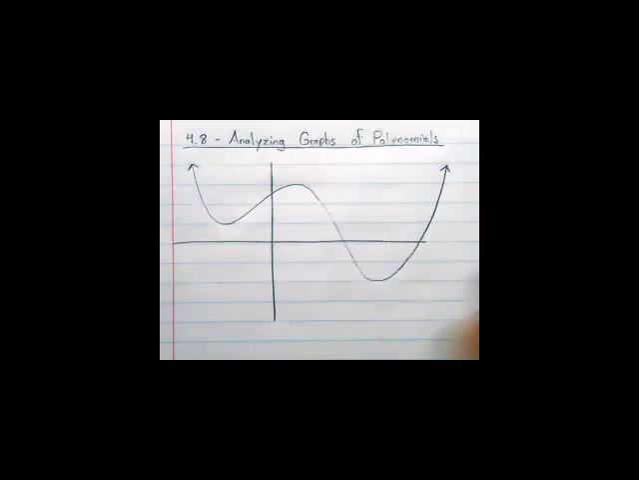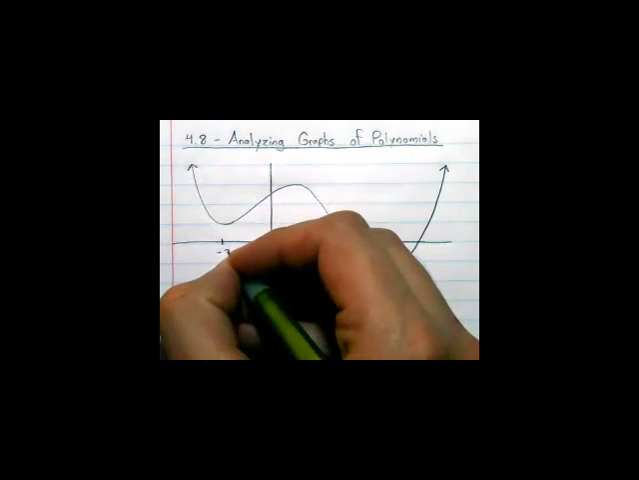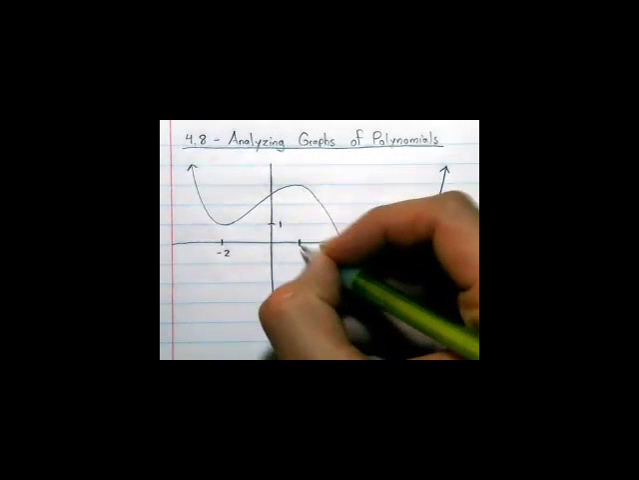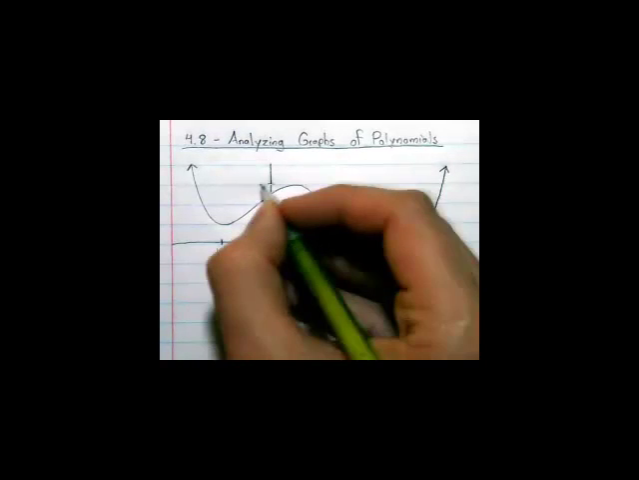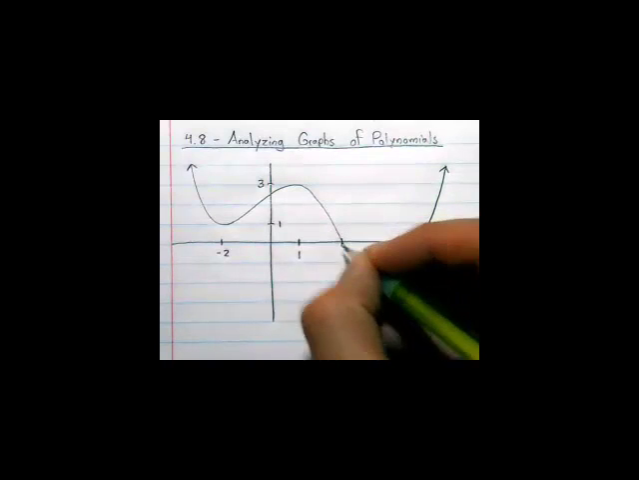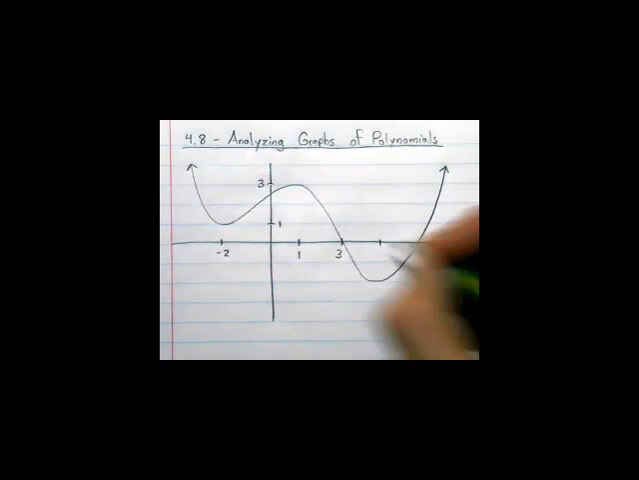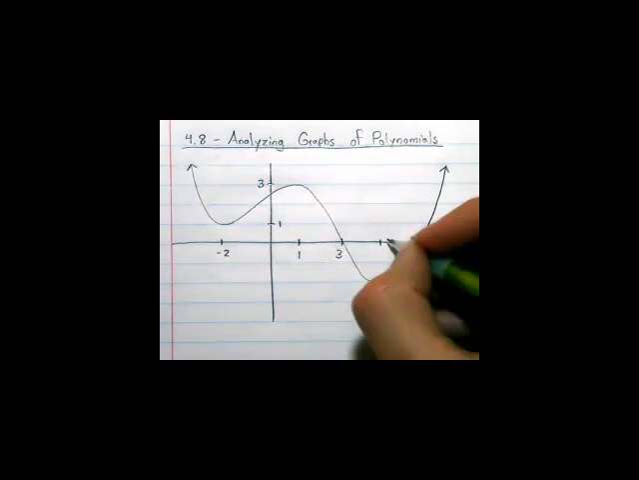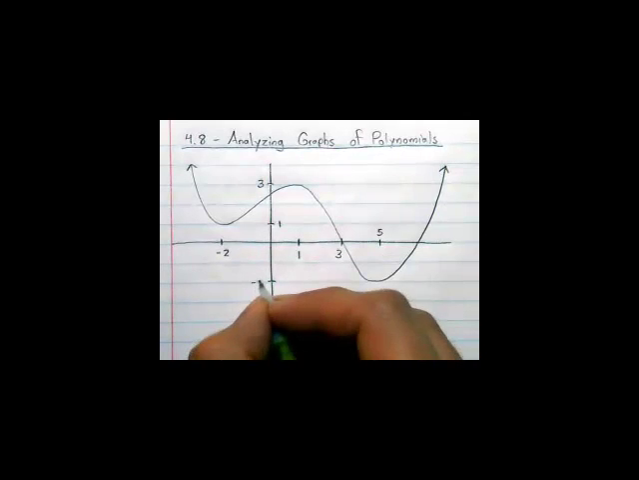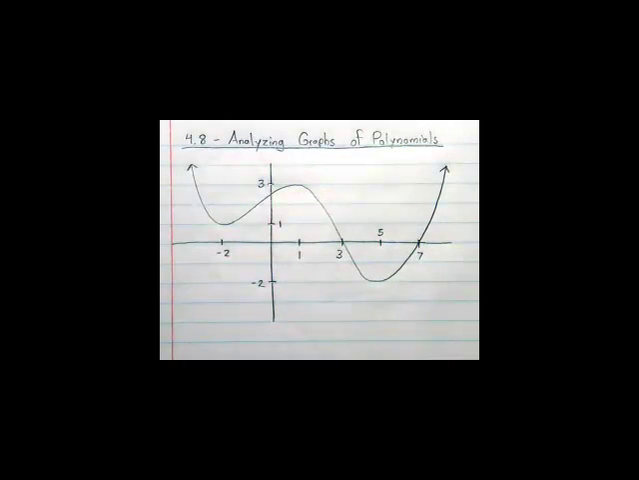Okay, so let's say we got a polynomial like this. And I'm going to just mark some key spots here. So let's say this is at -2, and this is 1. This is at 1, 3. Maybe this is at 1, 2, about 3. Here we've got, let's say 5, and this is -2. And then right here we're at 7.